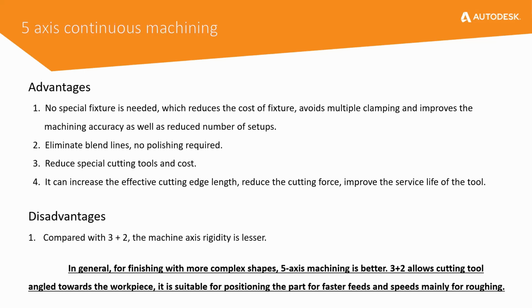So in general, for finishing operations with more complex shapes, 5-axis machining is better. And if you come to 3+2 axis, which allows the cutting tool to angle towards the workpiece, it is mainly suitable for positioning the part for faster feed rates and speeds, and is mainly used in roughing operations.